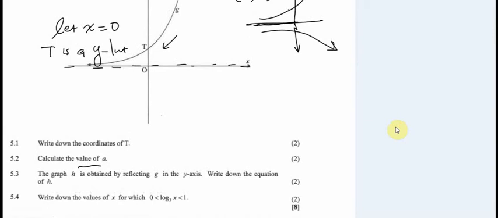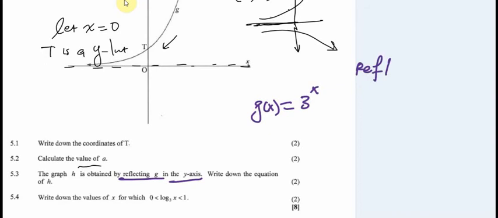So we have a graph of h, which is obtained by reflecting g about the y-axis. So if you reflect g about the y-axis, remember that we have g of x being equal to 3 exponent x. So if you reflect about the y-axis, reflection about the y-axis or x-axis is pretty simple.